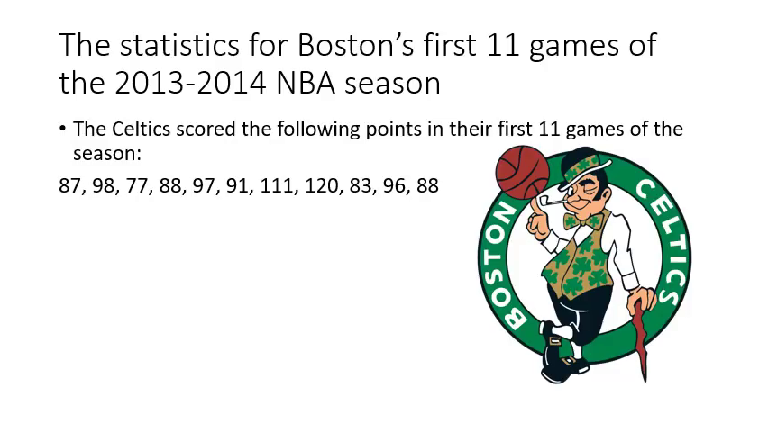So the data we're going to use to do this is the first 11 games of the 2013-2014 NBA season for the Boston Celtics. Okay, so we can see here that of their first 11 games they scored 87, 98, 77, 88, 97, 91, 111, 120, 83, 96 and 88. So we're going to use that data to determine some of the stats.